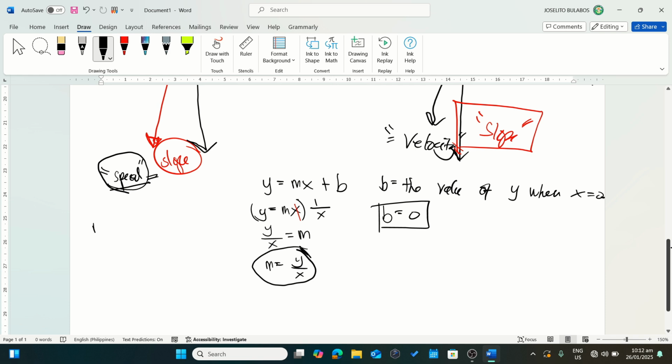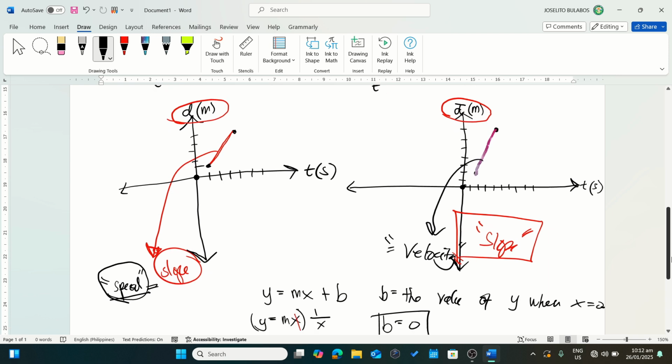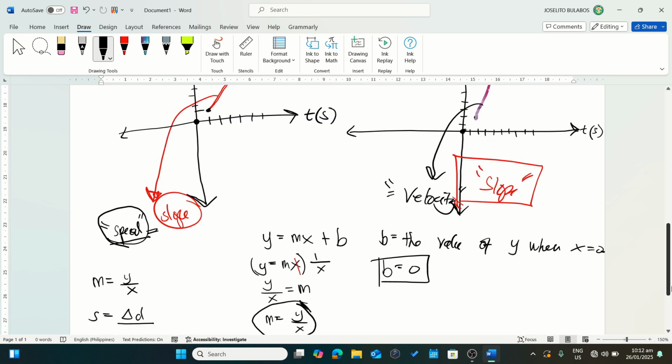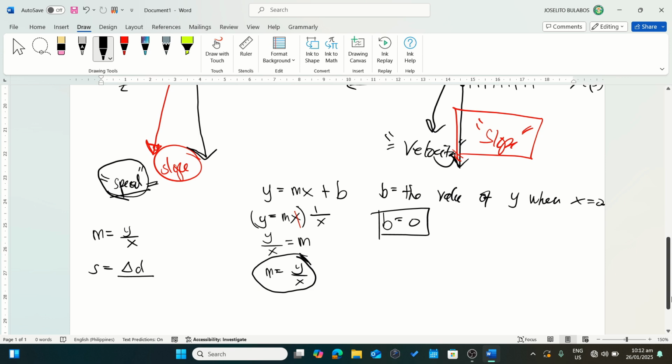Now for speed, m equals y over x. We would normally say m as s, and for y, this is actually d. So that's change in d over, for x, our x here is the time, so change in time. This will be our equation for the speed.